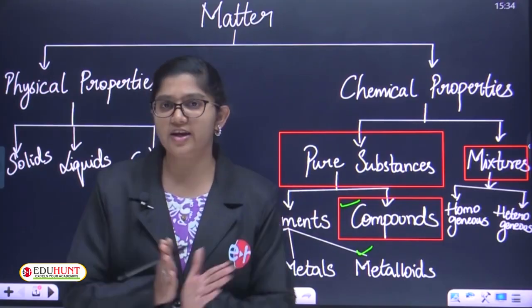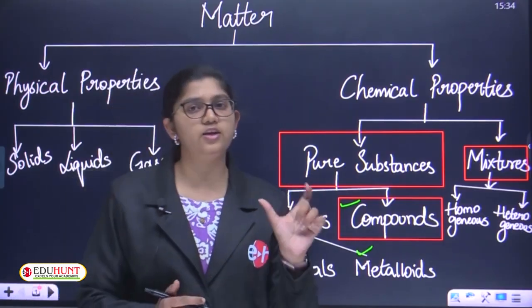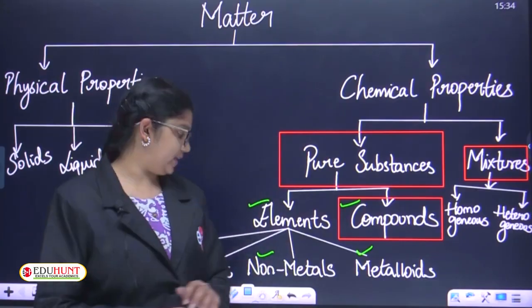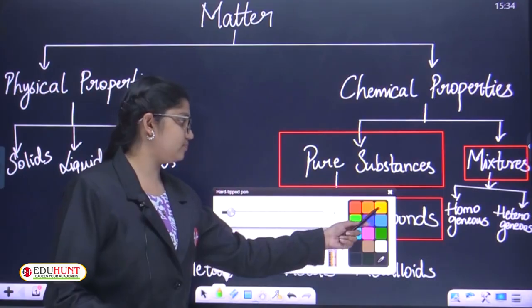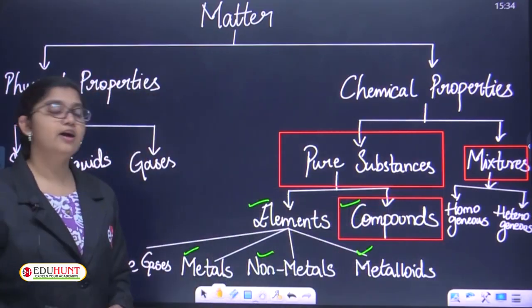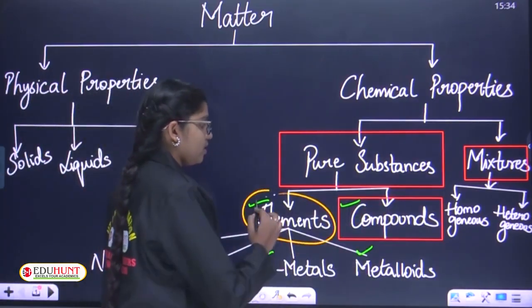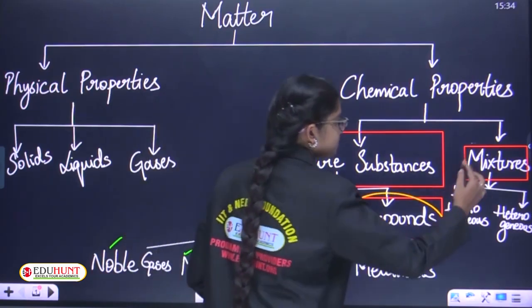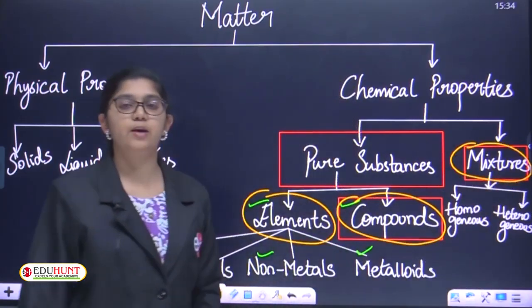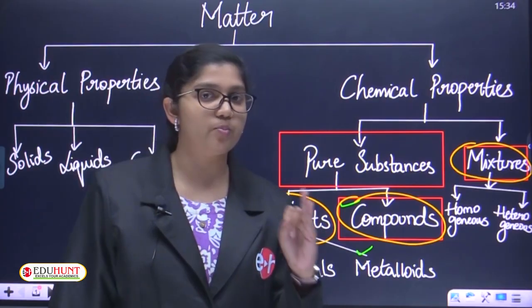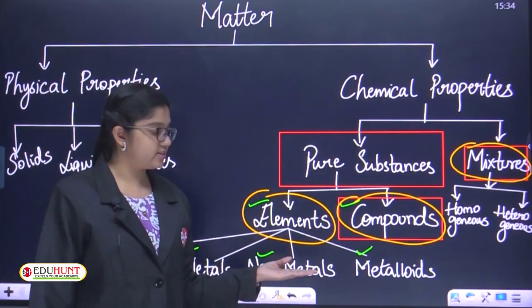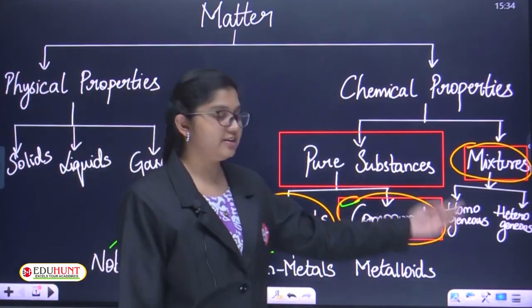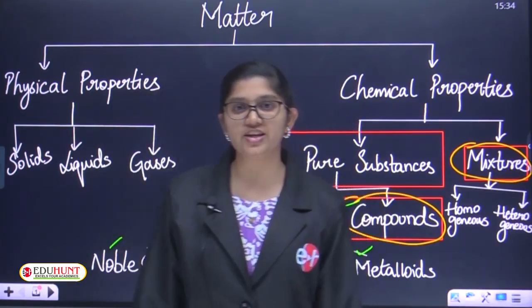So what is the chapter heading mainly? I want to ask you children, what is the main heading of the chapter? Do you remember that? Come on, tell me. Elements, compounds and mixtures. The chapter name itself says elements, compounds and mixtures, okay? So far you have learned about elements. And in today's class, we are going to discuss compounds and mixtures too. Okay, children, are you ready?